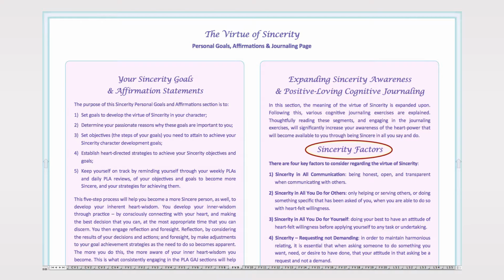For example, true adherence to sincerity requires careful consideration of the following, all of which are clarified in this section. Sincerity in all communications, in all you do for others, in all you do for yourself, and in requesting of others, not demanding. So I encourage you to take the time, over time, to read these expanded descriptions of the HCR virtues, especially on your low-scoring virtues, but as well for any virtue you feel drawn to learn more about.